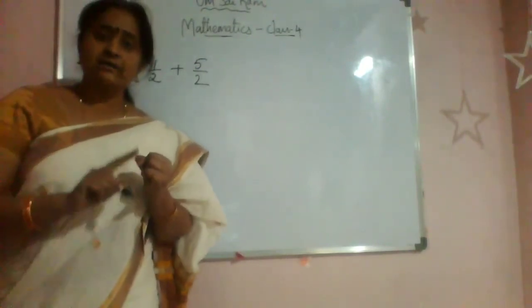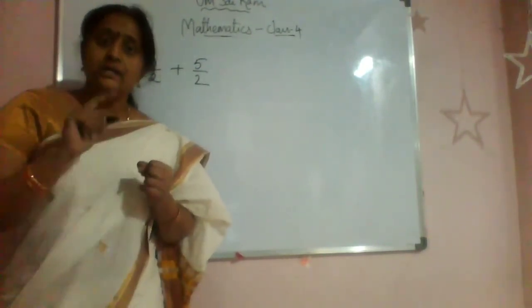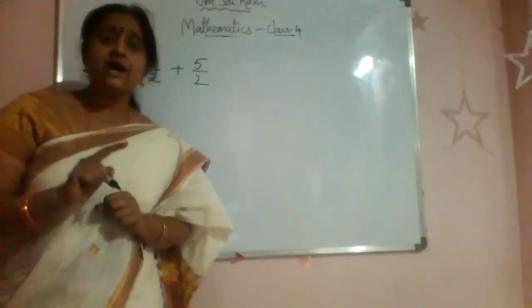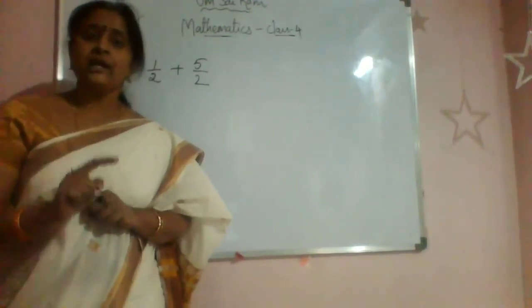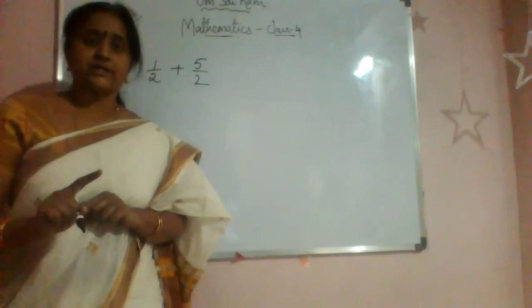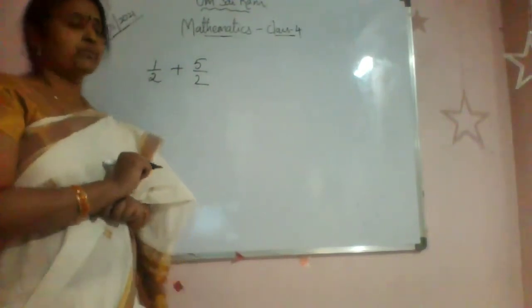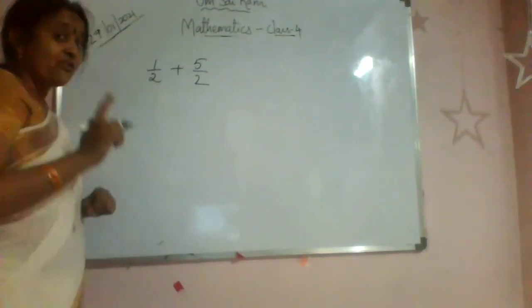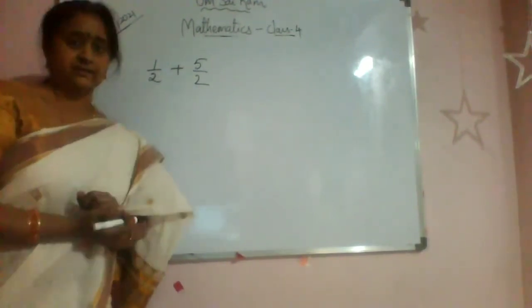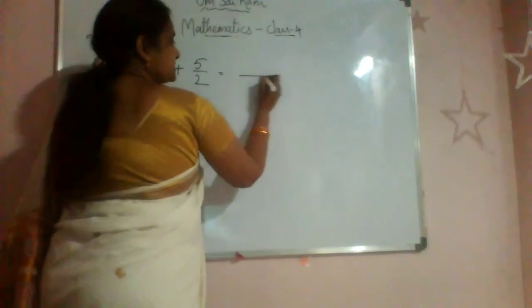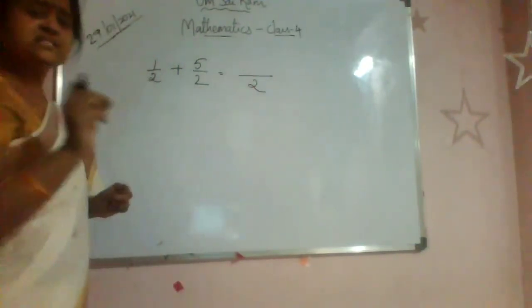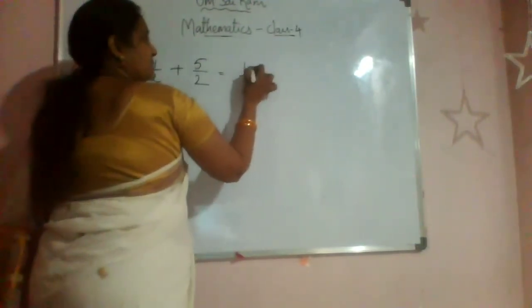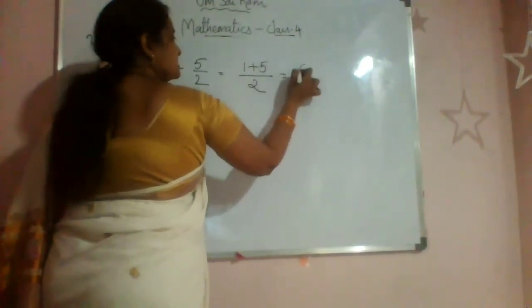We can add and subtract fractions only if the given fractions are like fractions. We have to remember this thing. Observe, these two are like fractions. While adding, here we have a technique. If the denominator is the same, we write it like this: just add the numerators. 1 plus 5, which is nothing but 6.